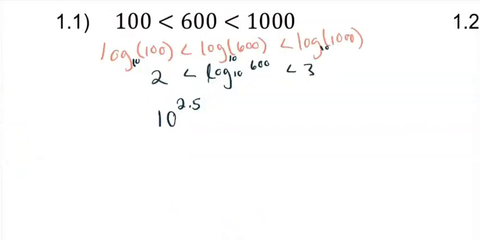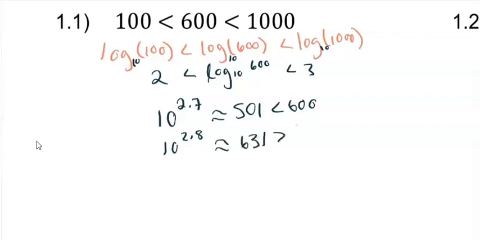Perhaps we should just start with 2.7, and if we do that on a calculator, we get 501, which is less than 600. It means that we did not estimate high enough. So if we try now 10 to the 2.8, this is just trial and error, and the purpose of this is to show you the relationship between exponents and logs. If I try 2.8, I get approximately 631, which is now larger than 600.